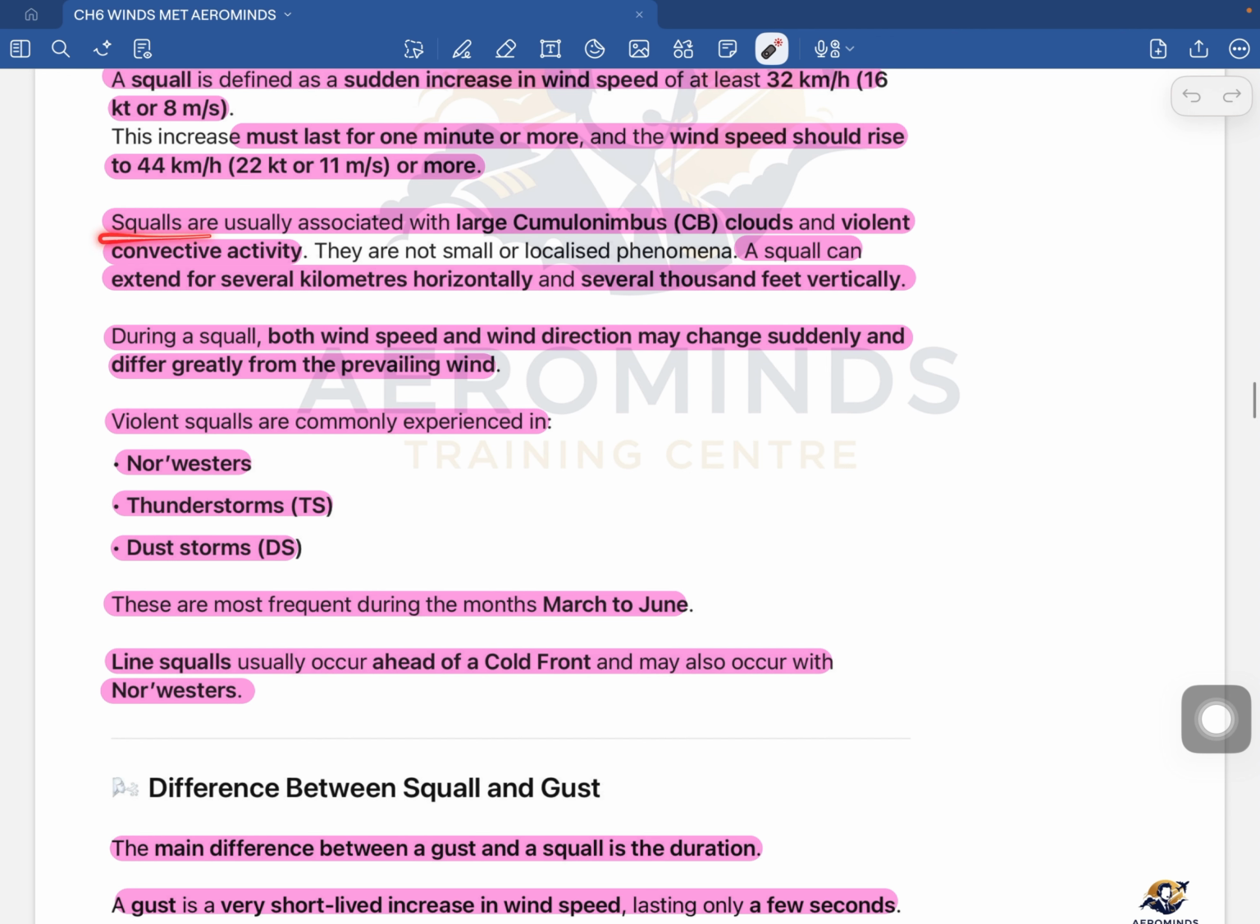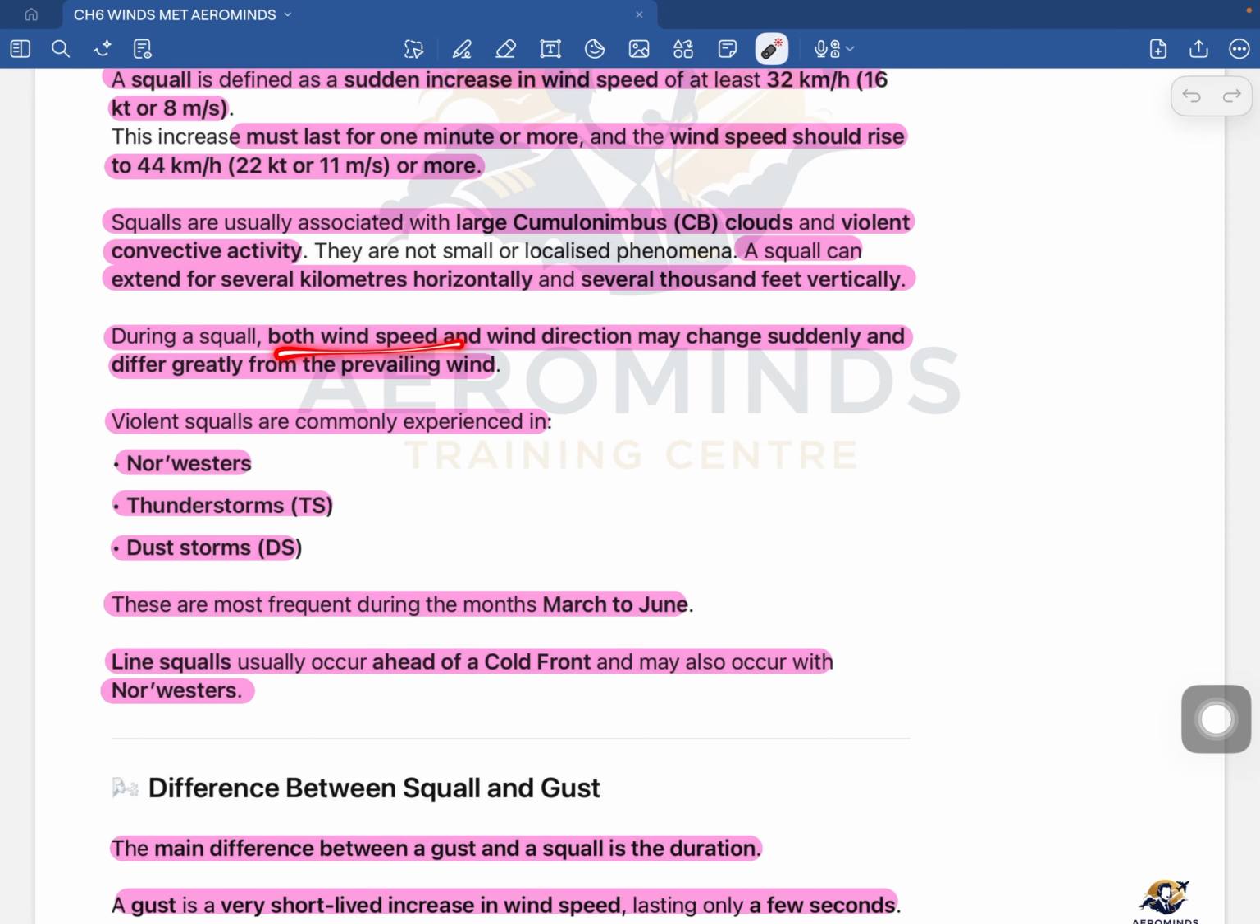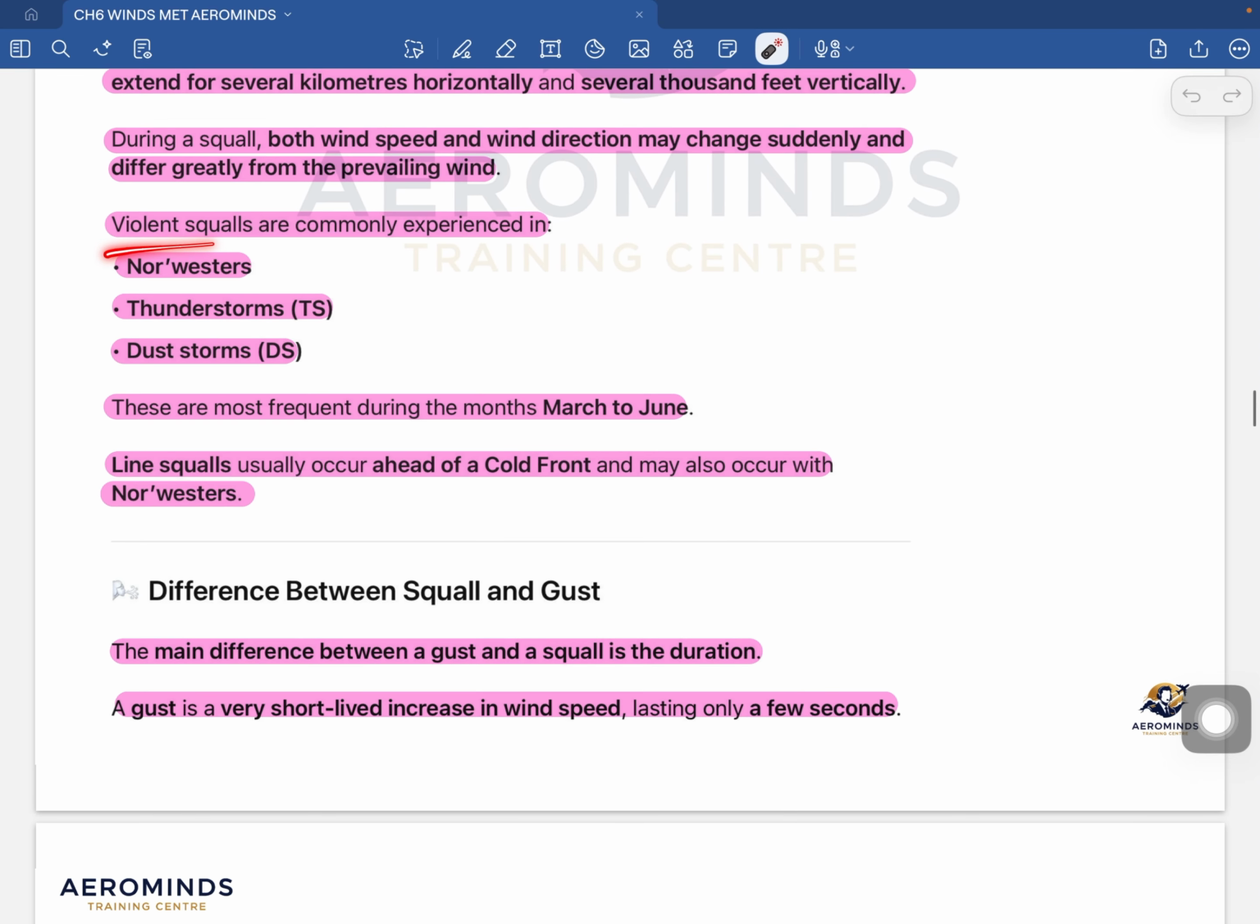Then squall is associated with large CB clouds and violent convective activity, and a squall can extend for several kilometers horizontally and 1,000 feet vertically. Okay, now during a squall, both the wind speed and wind direction may change suddenly and also differ greatly from the prevailing winds. Now, violent squalls are commonly experienced in nor'westers, then during thunderstorms and dust storms.